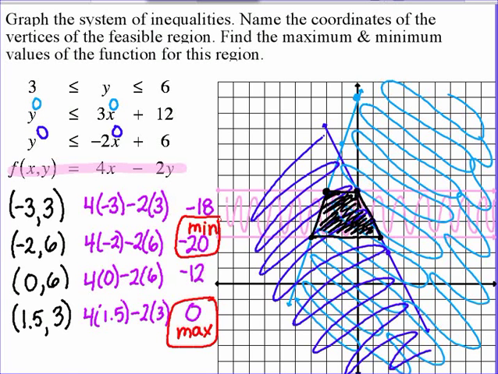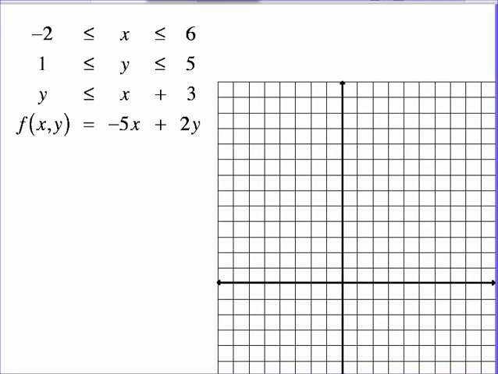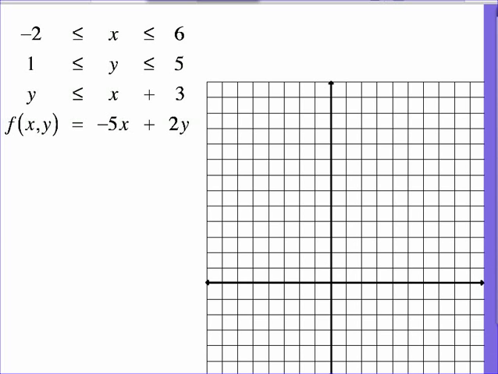Alrighty, so we're going to go ahead and look at the second one. Same instructions. So I'm going to first of all start with negative 2 is less than or equal to x is less than or equal to 6. Now, this is x. So x means what type of line? Vertical, yep. So I'm going to go ahead and draw a vertical line in at negative 2. And then where else am I going to draw? 6.